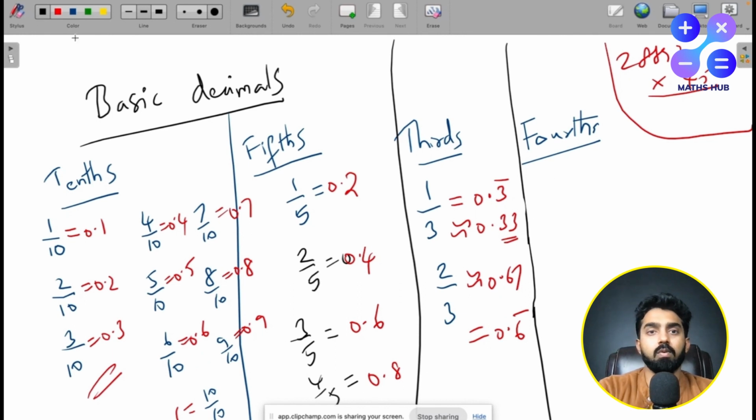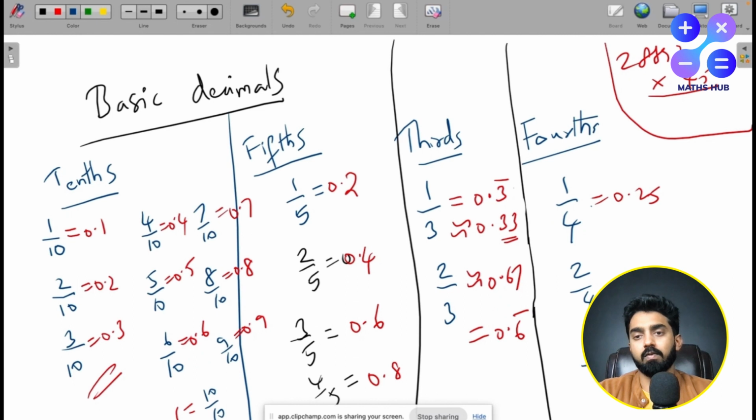So that's 1/4. 1/4 would be exactly 0.25. Okay, let me write that in red. So 1/4 would be 0.25. And then 2/4, 3/4. So 2/4 is exactly half, exactly the same as 5/10 or 1/2. So 2/4 is 0.5 and 3/4 is 0.75. It's exactly equal to 0.75.